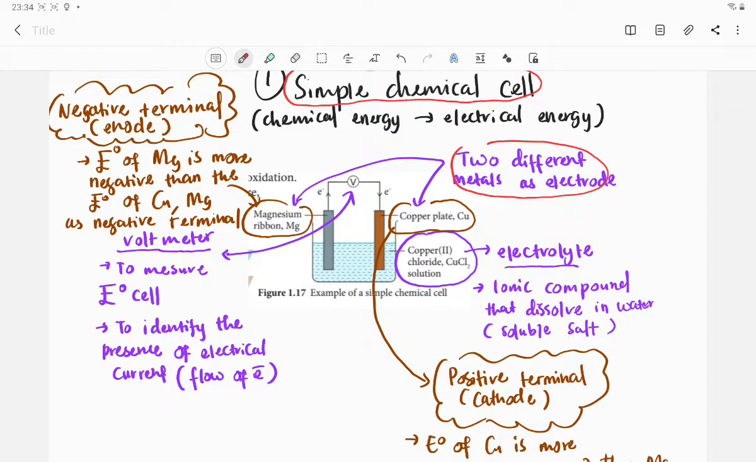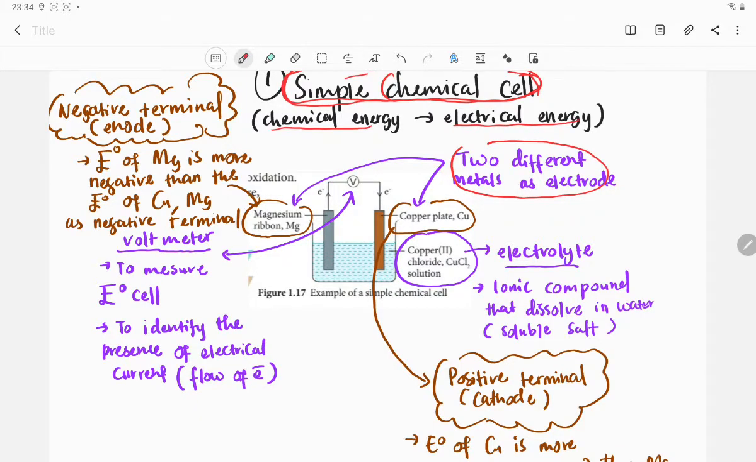But before that, let us take a look at what you have learned in the previous subtopic, which is subtopic 1.3, voltaic cell. Okay, so the first one you have learned about simple chemical cell. A chemical cell is a cell where chemical reaction takes place to produce electrical energy. So the conversion of energy is chemical energy through chemical reaction to produce electrical energy.